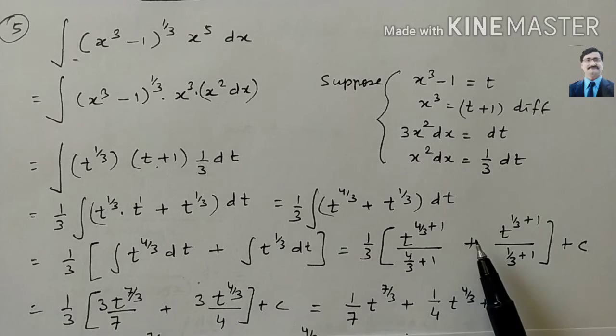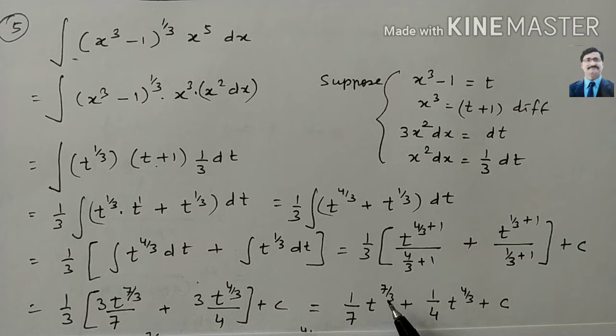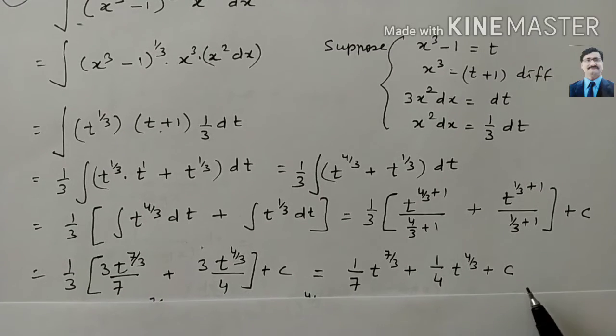Now we will add the powers. We will get 1/3 in bracket, 3 t^(7/3) upon 7 plus 3 t^(4/3) upon 4 plus c. Now we open the bracket, 3 will cancel, and we get 1/7 t^(7/3) plus 1/4 t^(4/3) plus c.